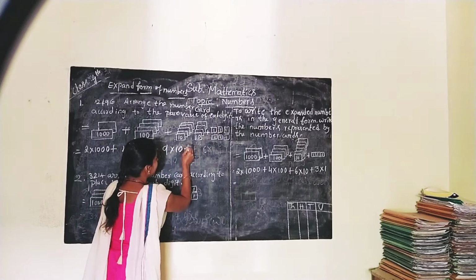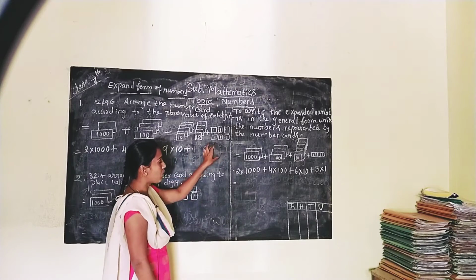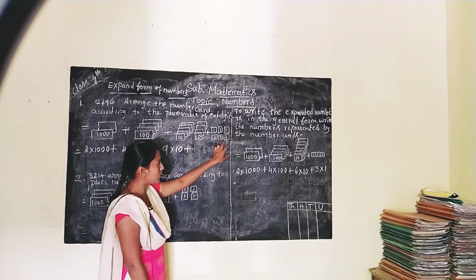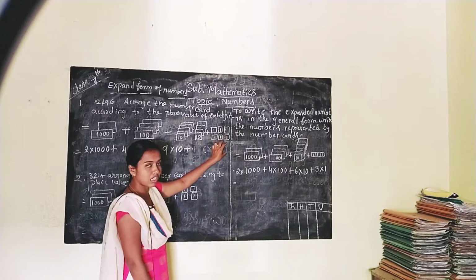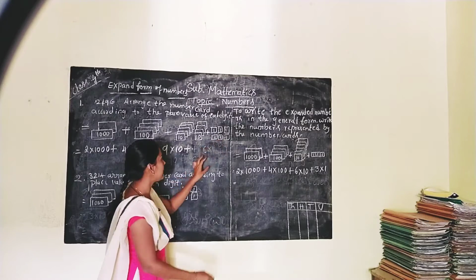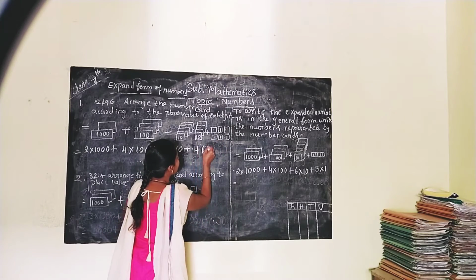Next, plus. This is the units place. How many cards are there? 1, 2, 3, 4, 5, 6. 6 cards are there. This is the units place. 6 into 1.